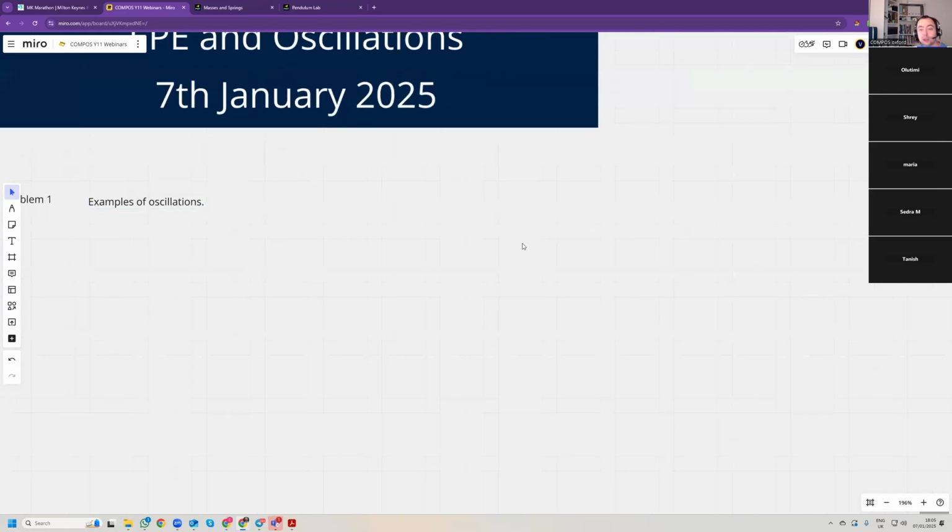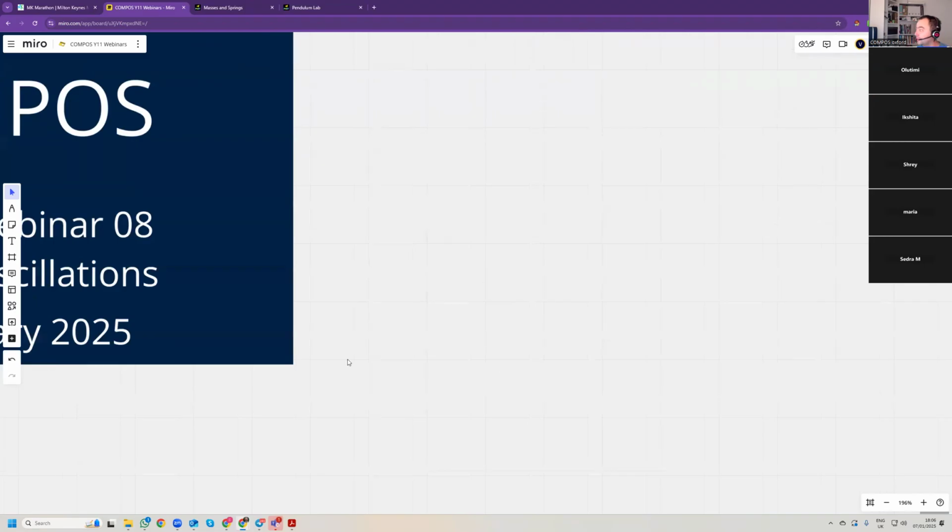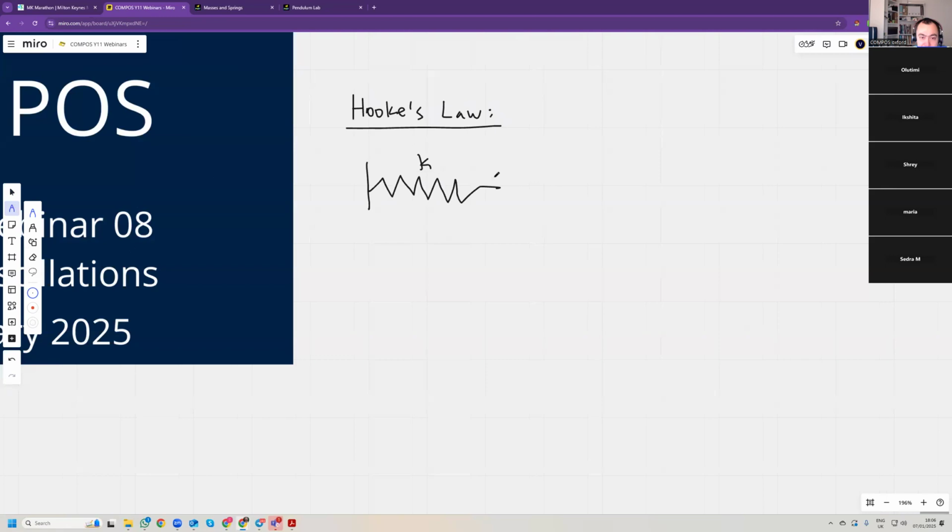In the last topic, we were talking about springs, and we talked about the spring constant. If you apply a force to a spring, there was Hooke's law. Hooke's law basically said that if you have a spring of spring constant K, you have a mass, and you pull it with a force F. The force generated by the spring is the negative of that. So force F equals minus Kx, where x is the displacement.